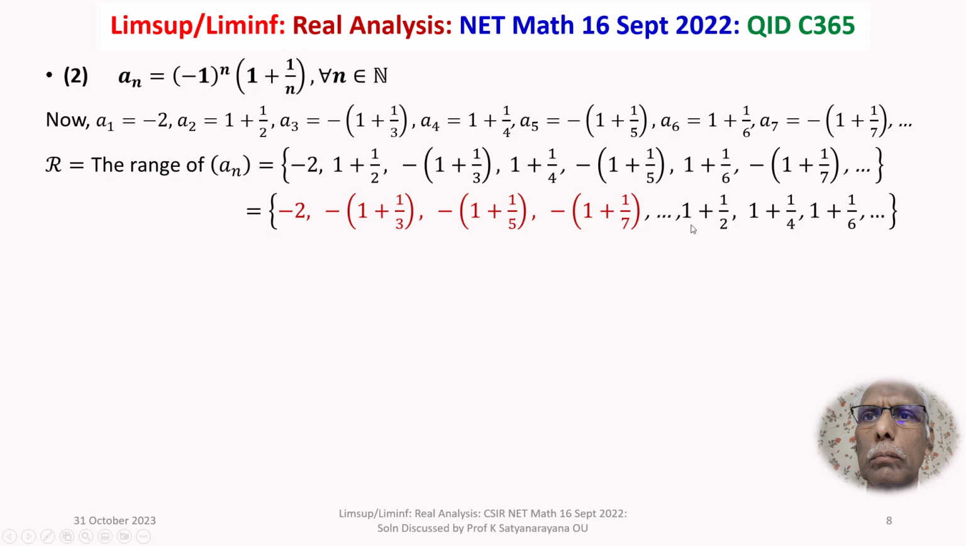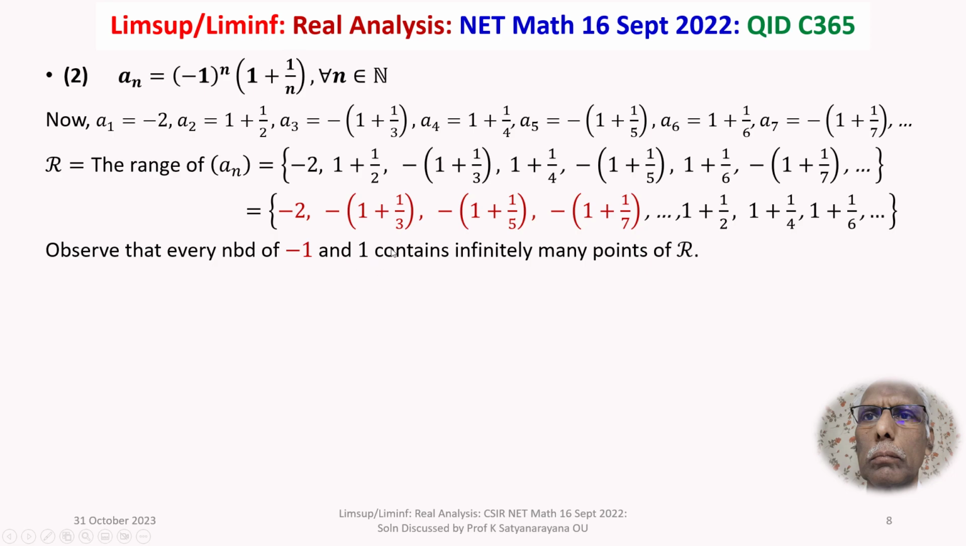In a similar fashion, 1 is also a limit point. Every neighborhood of 1 contains infinitely many points of R. Therefore, 1 is also a limit point. Observe that every neighborhood of minus 1 and 1 contains infinitely many points of R. So this tells you minus 1 and plus 1 are the limit points of the range of the sequence.